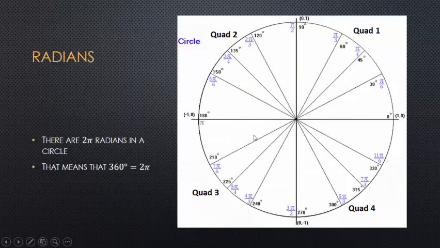Now when you look at the unit circle, you'll notice that since 180 degrees is equal to pi, half of 180 degrees is 90, and half of pi is pi over 2. Half of pi over 2 is pi over 4, and that's half of 90. So if you can remember that 45 degrees is pi over 4, it will also help you with the fractions here.